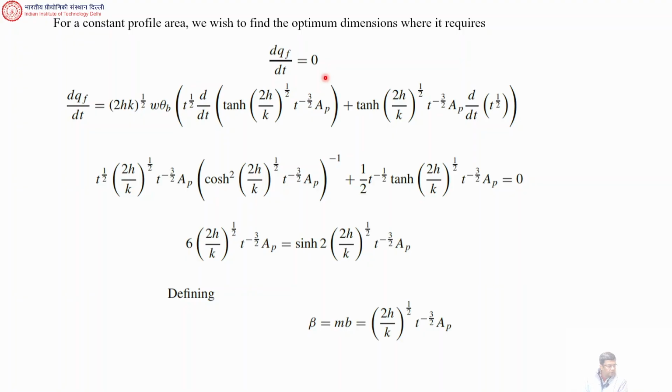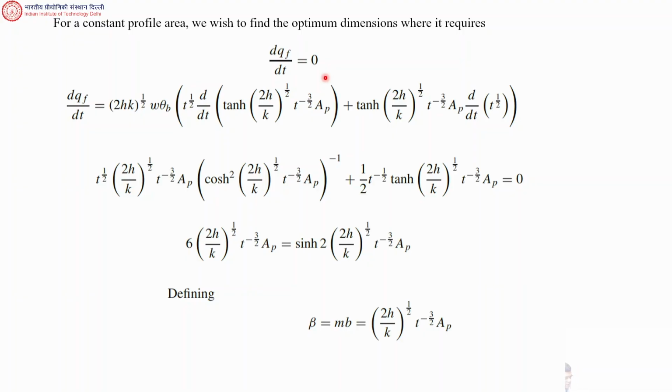dQf/dt. Since we have already plotted and seen that the second curve, with a solid line, has a peak, we know there is an optimum. So we can have an optimum thickness at which the heat transfer will be maximized. So we set dQf/dt equal to 0. This I will not do in class. This you will be able to do because it is just simple differentiation.